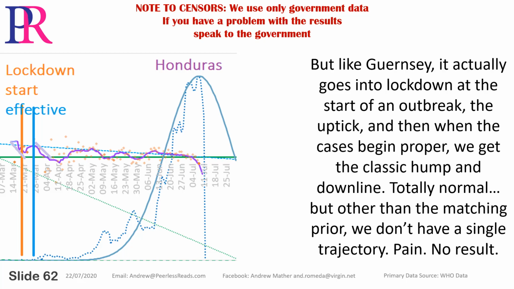But like Guernsey, it actually goes into lockdown at the start of an outbreak, the uptick, and then when the cases begin proper, we get the classic hump and downline. Totally normal, but other than the matching prior, we don't have a single trajectory. A pain, but no result.